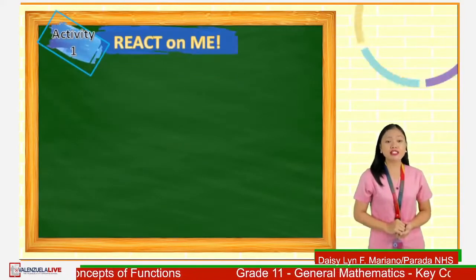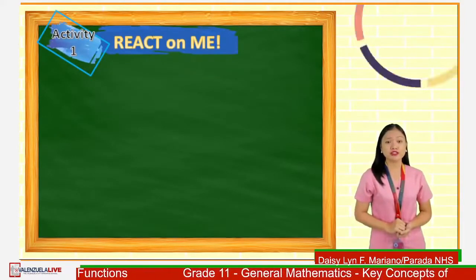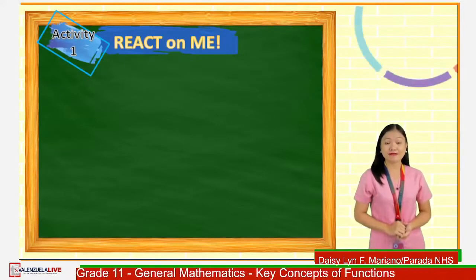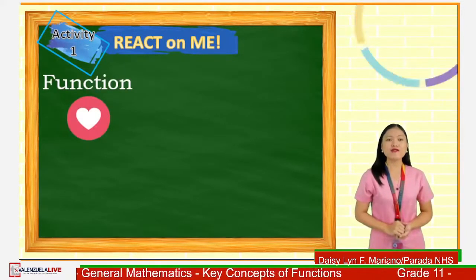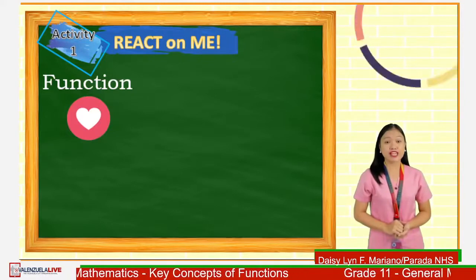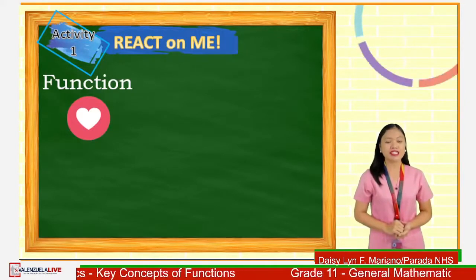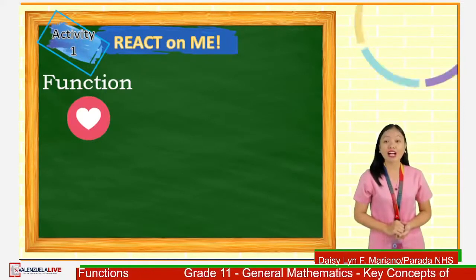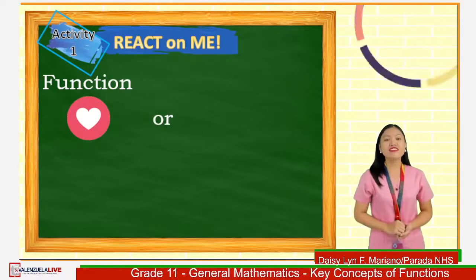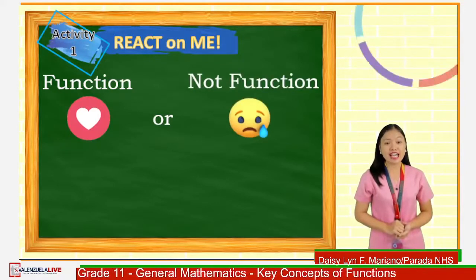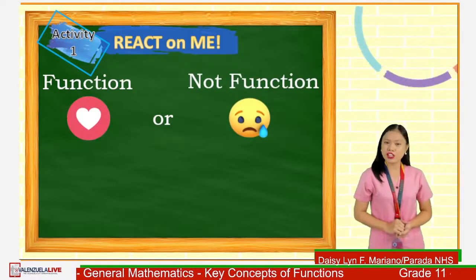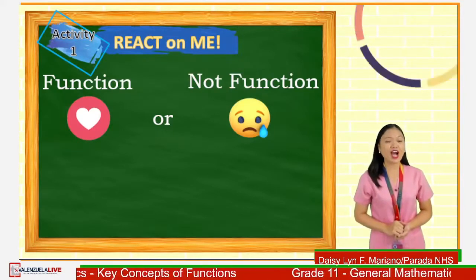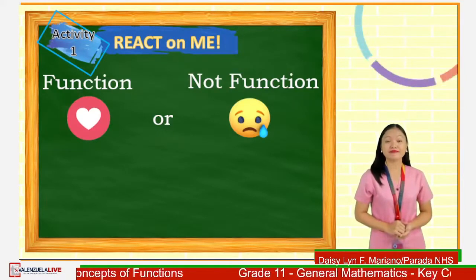Let's have a quick check of how well you remembered function on our first activity entitled React on Me. I'll be flashing different examples of relation, and you need to determine whether the given relation is a function by hitting the heart reaction button, or not function by hitting the sad reaction button. You will be given 5 seconds in this. Are you ready? Okay, let us begin.